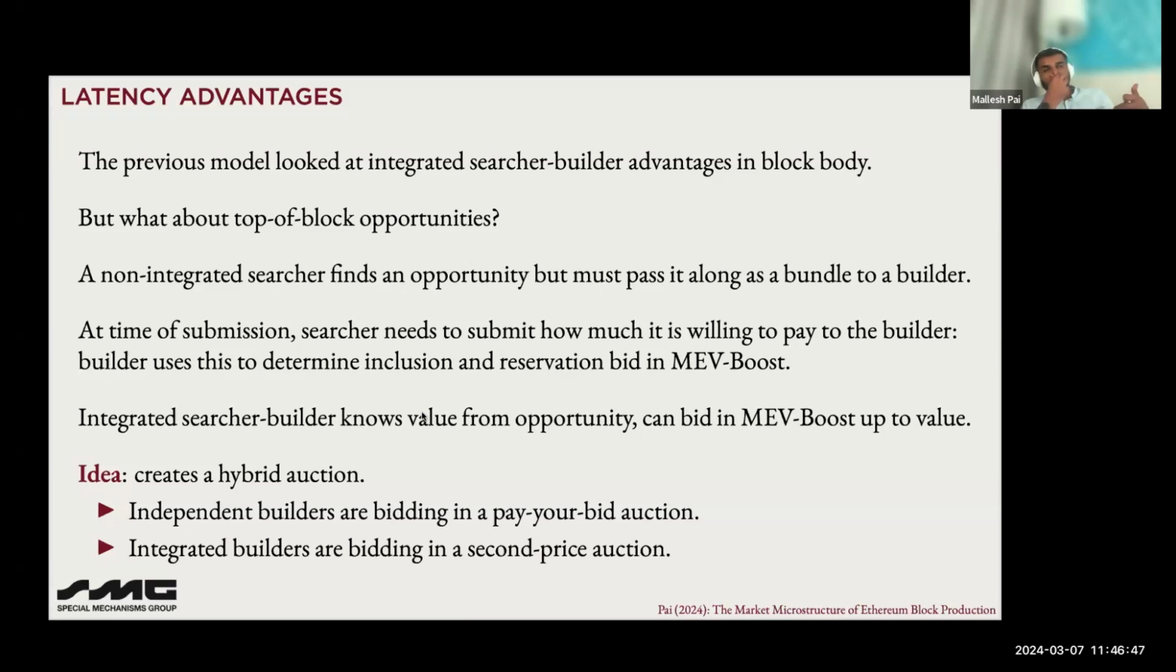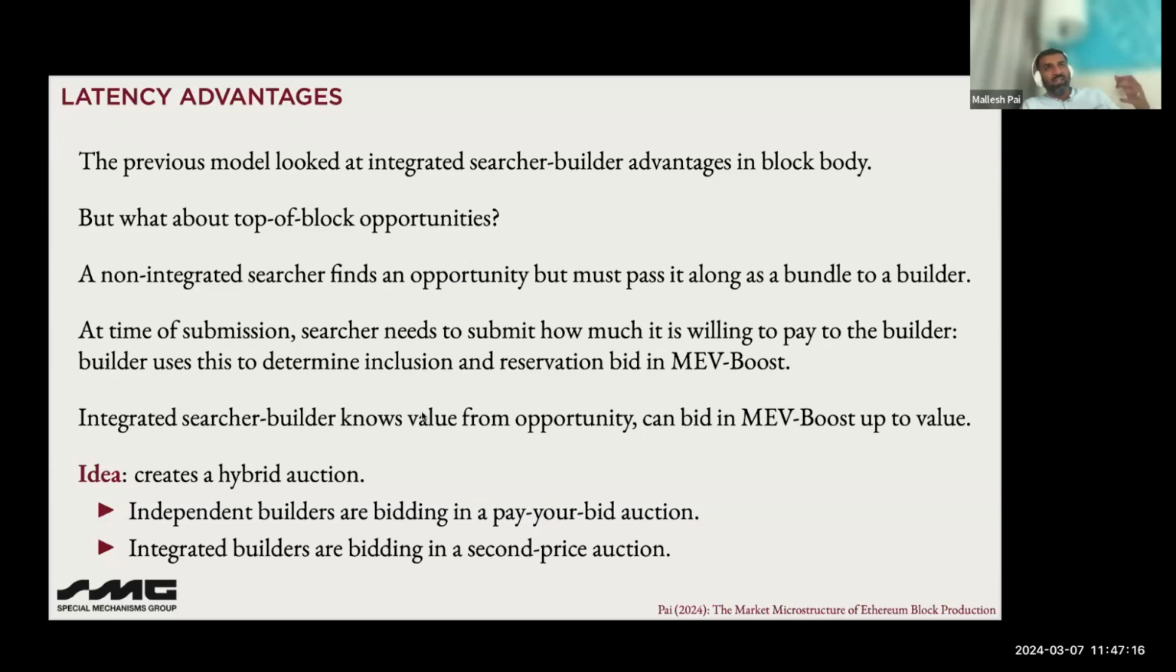And as a result, you know what is the value of the arb, whereas a non-integrated builder might still have trading bots submitting to them, but they are basically getting those transactions submitted to them as bids. They have to put them together and then submit into the main MEV boost auction. So they suffer a double marginalization problem, in the language of economics.